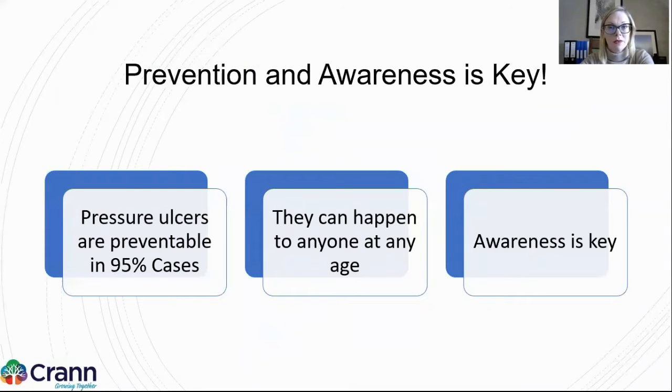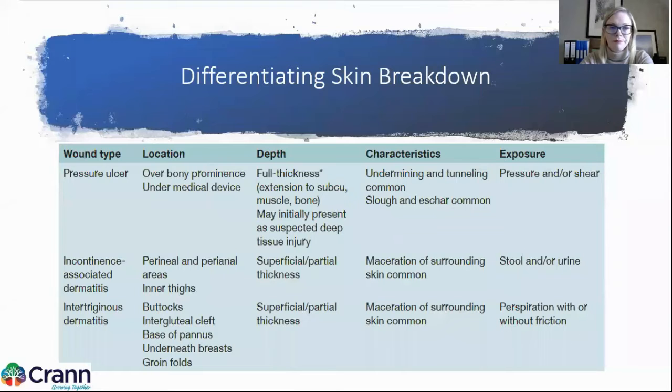So the biggest thing really with it is not to wait until you get one, but to react beforehand. A lot of them are preventable in up to 95% of cases. Anyone of any age can get a pressure ulcer. It doesn't mean you've done anything wrong if you have one. They're very common, but I suppose it's just to have the knowledge behind it to try and help to prevent it, and awareness is key.